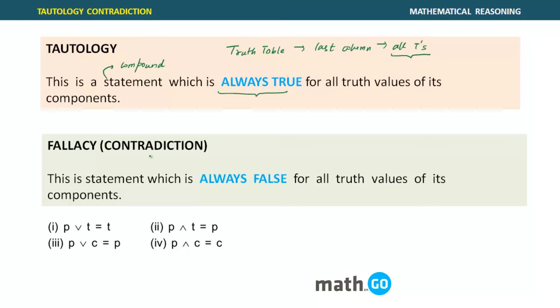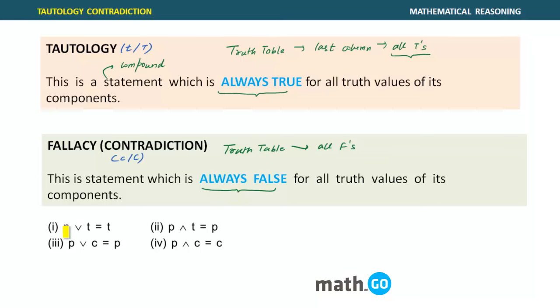And the opposite of this will be contradiction, that is fallacy. You can use both words, fallacy or contradiction, where it will be always false. So here the truth table will be all F's in the last column, right? This is how you understand tautology and contradiction. A tautology is always true, a contradiction is always false, irrespective of the statements. And you should also understand tautology is represented by T or capital T, contradiction is represented by C or capital C, right?